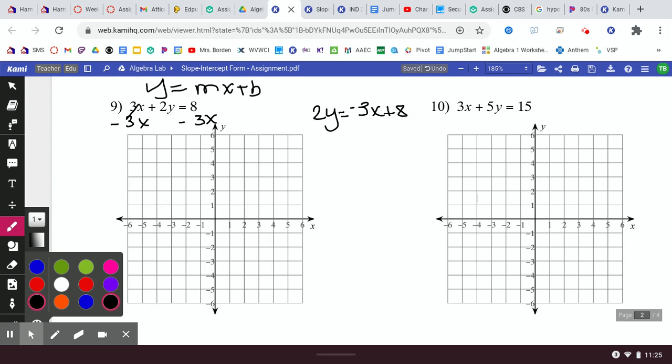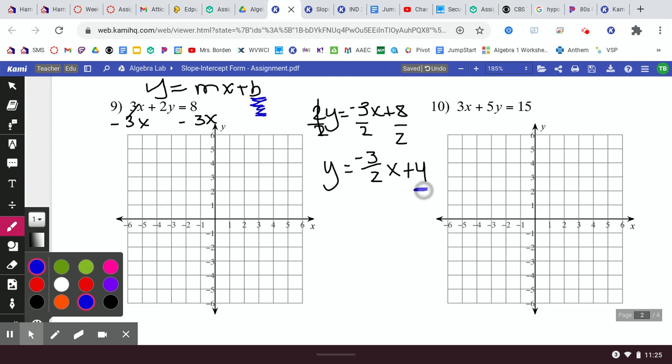All right, now what? All the way across the board, right? So we get y equals negative 3 halves x plus 4. All right, Jalen, where am I going to start now? I'm in y equals mx plus b. Now I'm ready to graph. Remember, in y equals mx plus b, your b is always your beginning point.